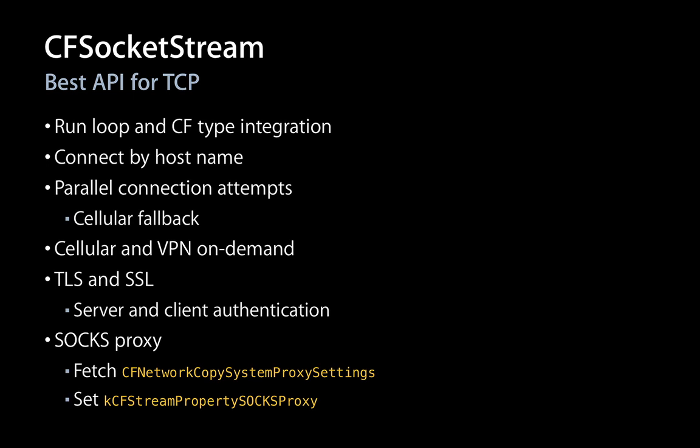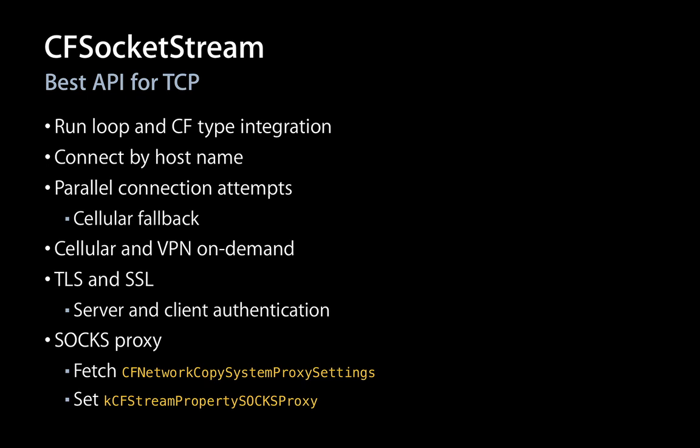In addition, CFSocketStream has built-in support for TLS and SSL. It handles both server and client-side authentication, so you don't have to roll your own code. We also have support for SOCKS proxies. You won't have to write your own SOCKS proxy support. Unfortunately, it's not enabled by default. Your application is responsible for calling a function to fetch the proxy settings out. And then you need to set the CFStream property SOCKSProxies setting on the CFSocketStream before you establish the connection.